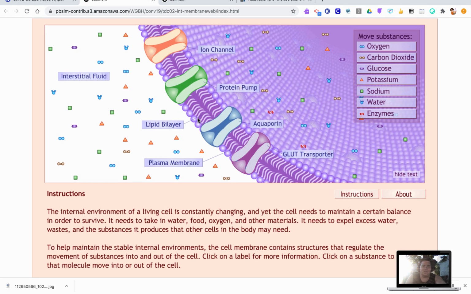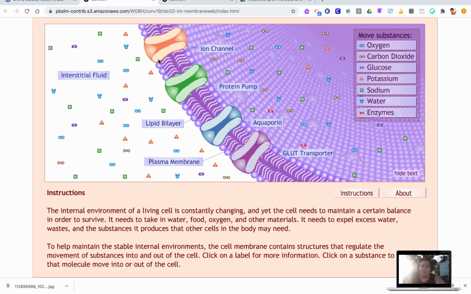And this animation shows you the fluidity of the membrane and some components of the membrane. I'm being attacked by flies. And how permeable the membrane is to different substances. So if we just look at oxygen, for example.